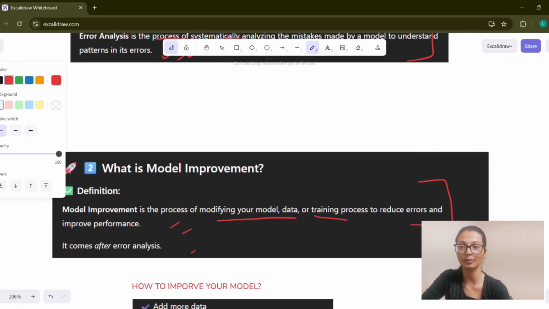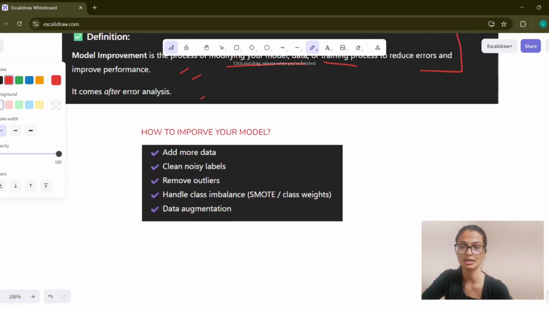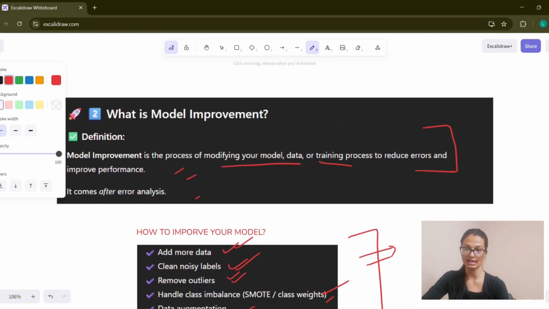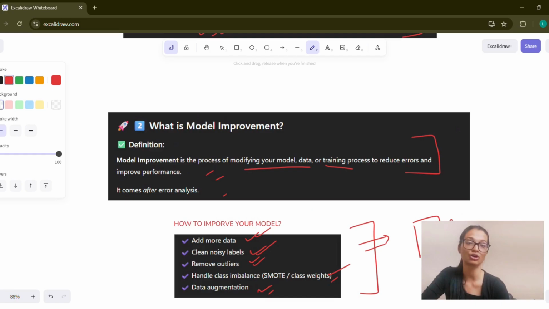So how can we improve a model? There are some steps to improve a model. The steps are to add more data, which we did already, to clean the noisy labels, to remove the outliers, to handle class imbalance or use class weights, and to use data augmentation. These are the things we can do to make our model more accurate and improved. So this was what error analysis is, what model improvement is, and how we improve a model.